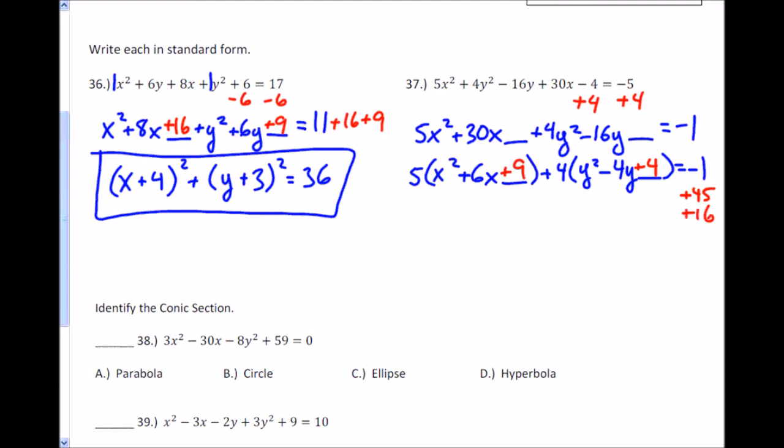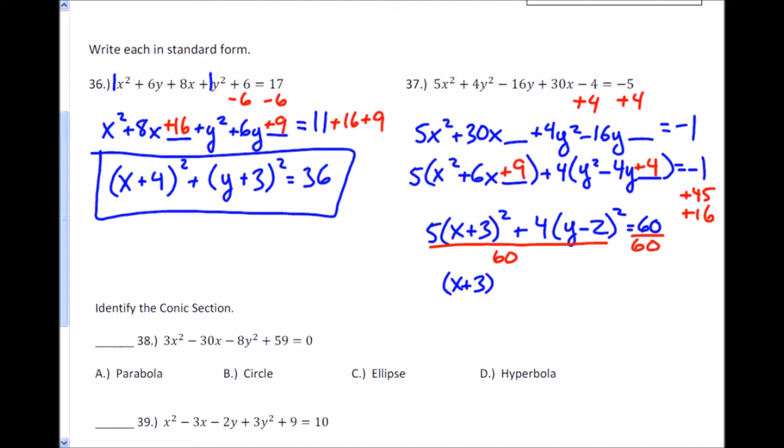All right. And so now I'm going to factor everything completely. This is going to give me 5 times (x plus 3) squared plus 4 times (y minus 2) squared equals. Over here, I just add this together. It looks like it gives me a 60. And now from here, since I know this is an ellipse, it's not a circle, I have one extra step. I have to divide each side by the 60. I have to have a 1 over here. And when I do that, I divide each piece by the 60. And this first piece, if I reduce the 5 over 60, that gives me (x plus 3) squared over 12. Over here, the 4 and the 60 reduce to a 1 and a 15.